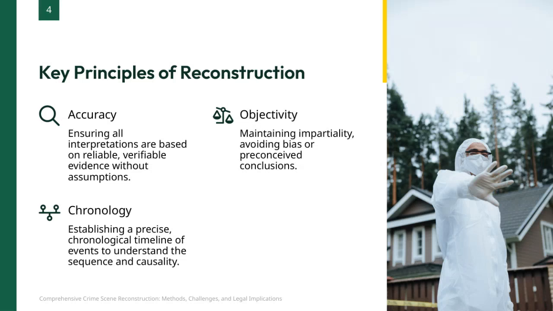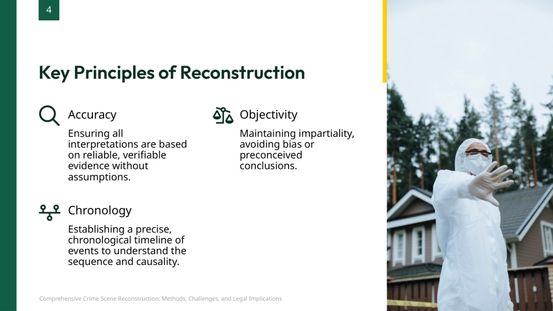When we talk about the key principles of reconstruction, the first one we need to focus on is accuracy. This means that every interpretation we make has to be grounded in reliable and verifiable evidence. We can't afford to make assumptions or jump to conclusions without solid proof to back them up. Next, objectivity is crucial. We have to stay impartial and resist any bias or preconceived ideas that might color our understanding. This ensures that the reconstruction is fair and balanced, reflecting the facts as they truly are.